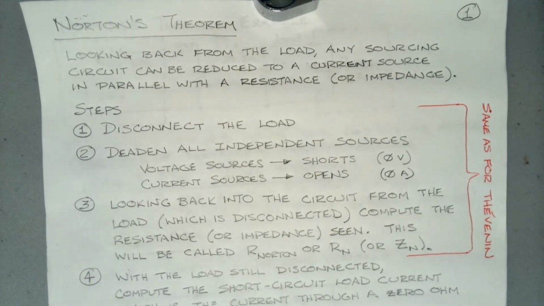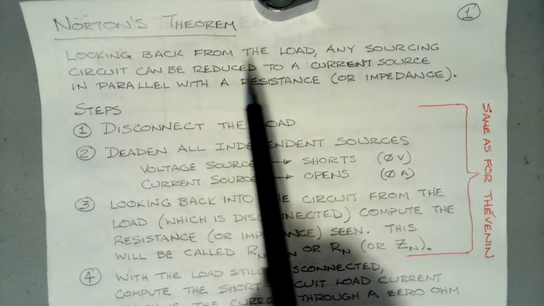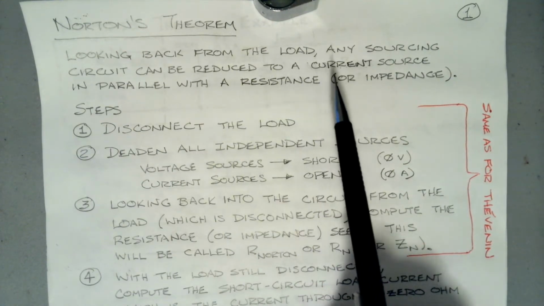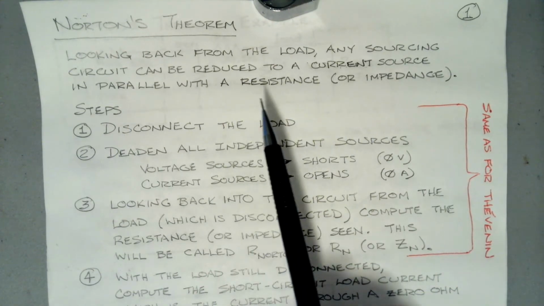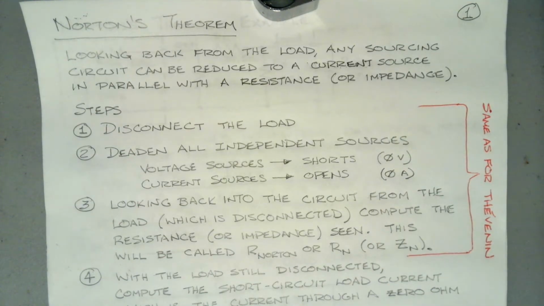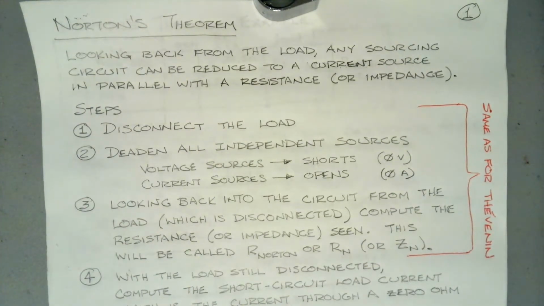In Thevenin's theorem, we reduced any sourcing circuit to a voltage source and a series resistance. In Norton's theorem, looking back from the load, any sourcing circuit can be reduced to a current source in parallel with a resistance or impedance. Anything we do for a resistance, we can do for an impedance. Probably a lot more work, but it can be done.